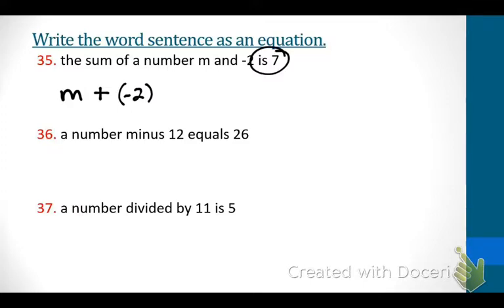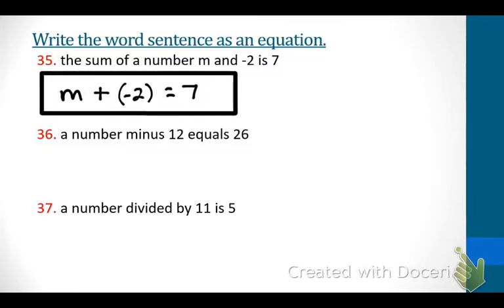Then it says is 7. What do I do for that? Equals 7. All right, pretty simple. You're going to keep it just like that. A lot of people have been asking, could I just write m minus 2 equals 7? I would like to see that you understand that you are adding a negative number. So I want you to go ahead and keep it as m plus negative 2 equals 7.